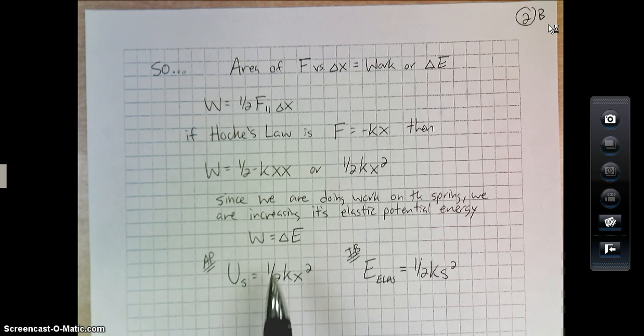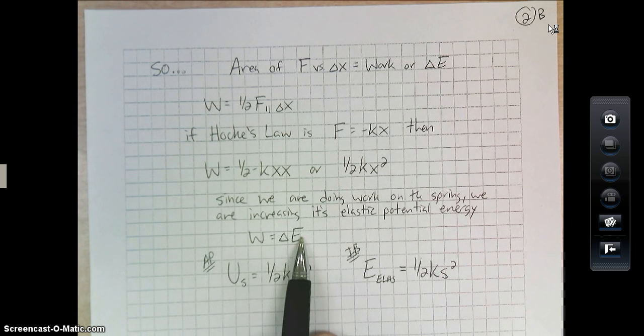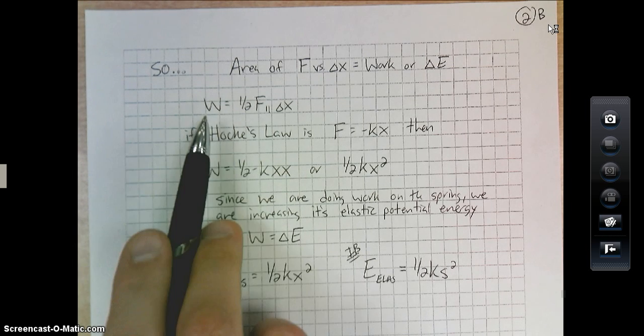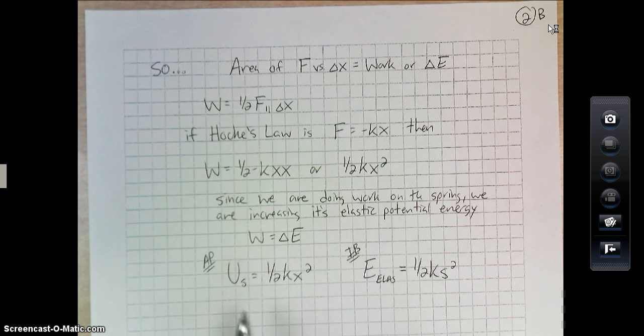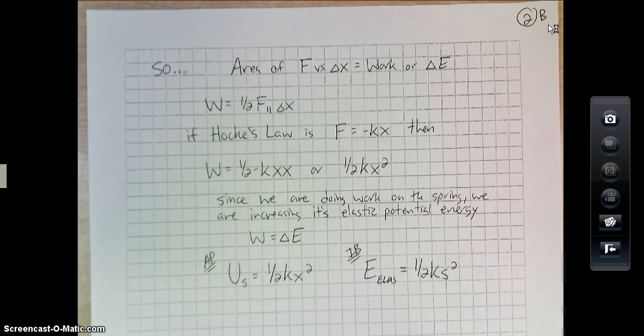Okay, so since work is the same thing as a change in energy, we can write an equation. We can basically just substitute work for a type of energy. In this case, it's elastic potential energy. AP likes to use U_S equals 1/2 K X squared. IB likes to use E_las. Don't ask why. 1/2 K S squared. Okay, so those are the types of energies that we're going to be looking at during this unit.